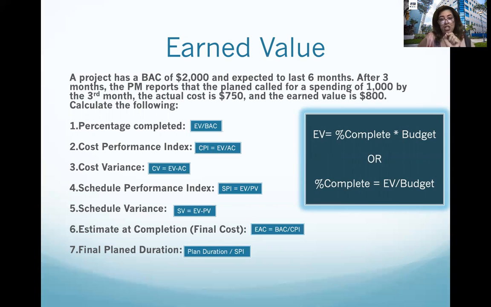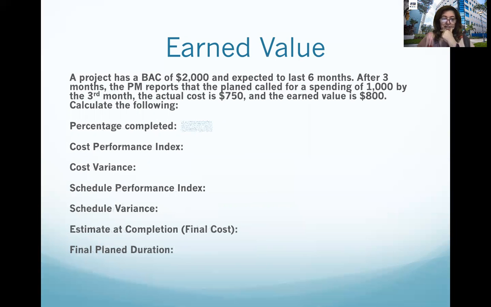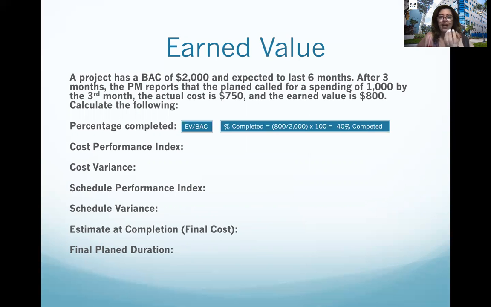If you replace each formula with the values, the answers will look like this. So what is the percentage complete? The earned value, 800, divided by the budgeted completion, which is 2,000. And of course, this is a percentage. When you calculate it, it's just 40% complete. This is the percentage completed.